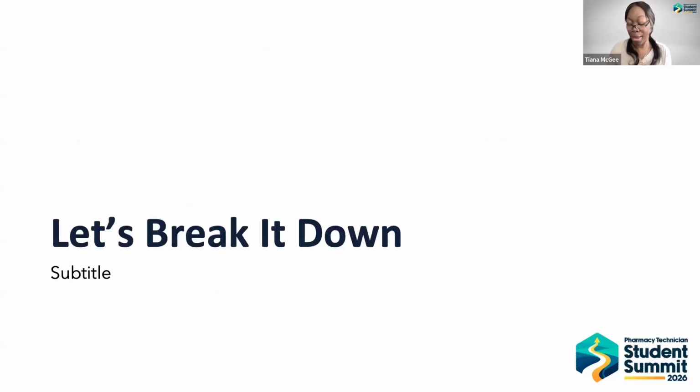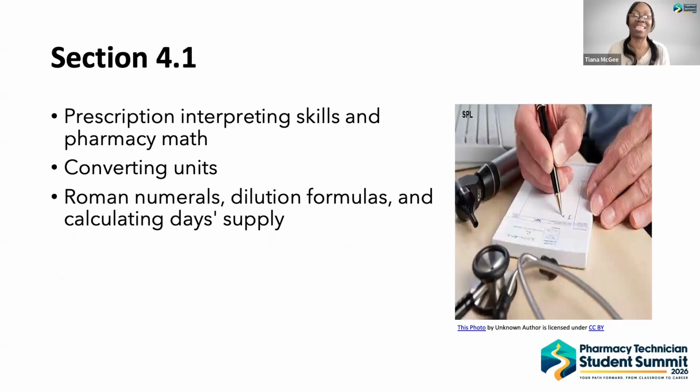All right. So now that you know what those four core sections are, we're going to break it down and try to make it a little easier for you to understand. 4.1, let's go back to this section. This is the section where everyone wants to jump right in, right? Prescription interpreting skills and pharmacy math. This is emphasizing how well you can translate a prescription.